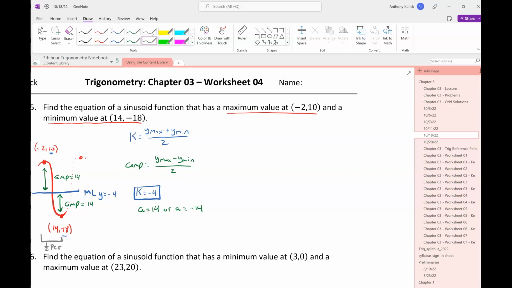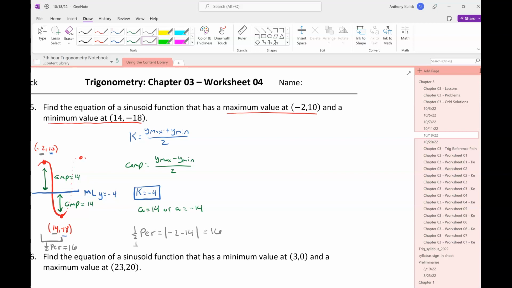That's correct. And that half of a period is going to go from -2 to +14. How far is it from -2 to +14? That's 16 units, right? Or you can just do the absolute value of the difference. Is everybody okay there?